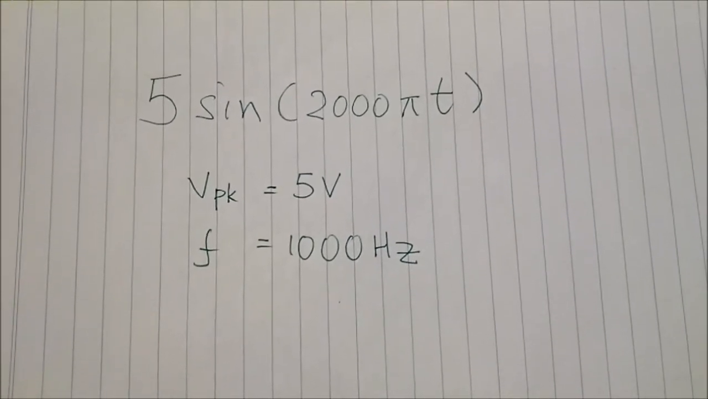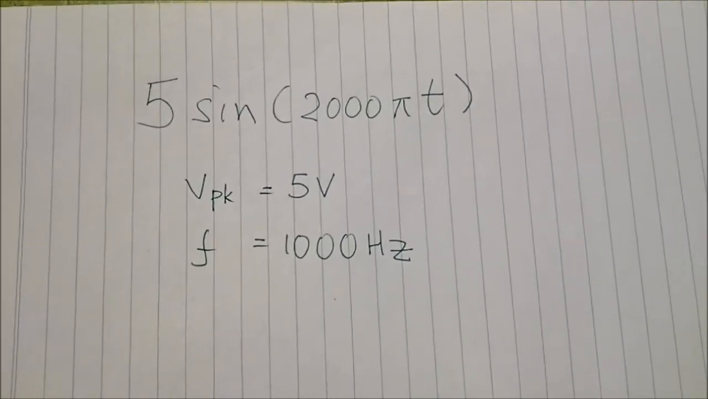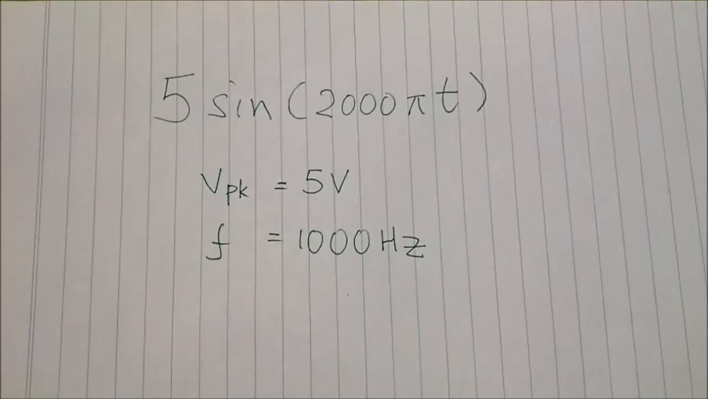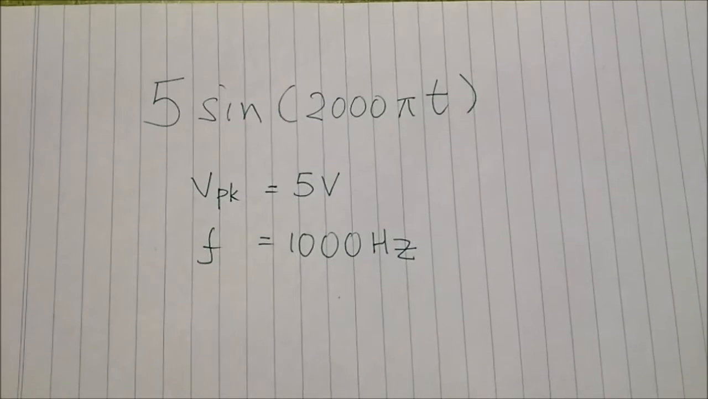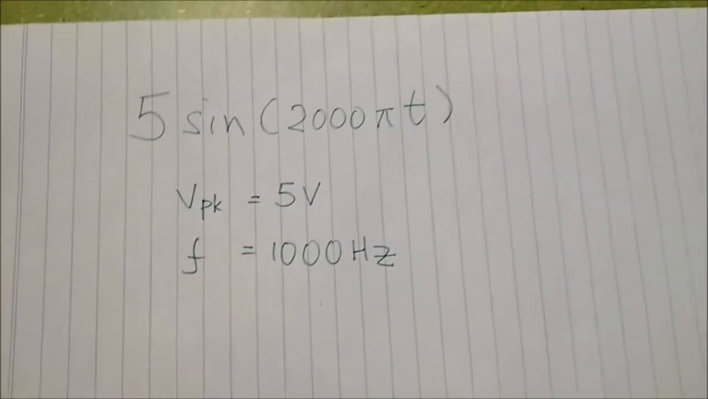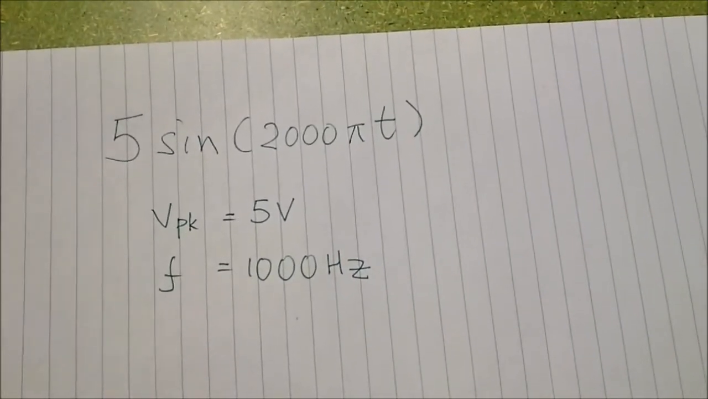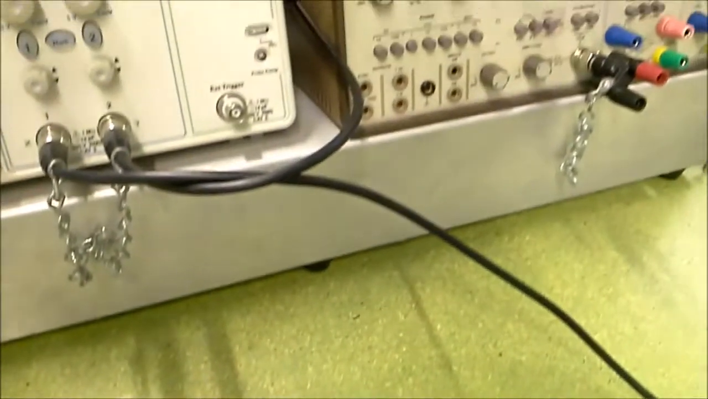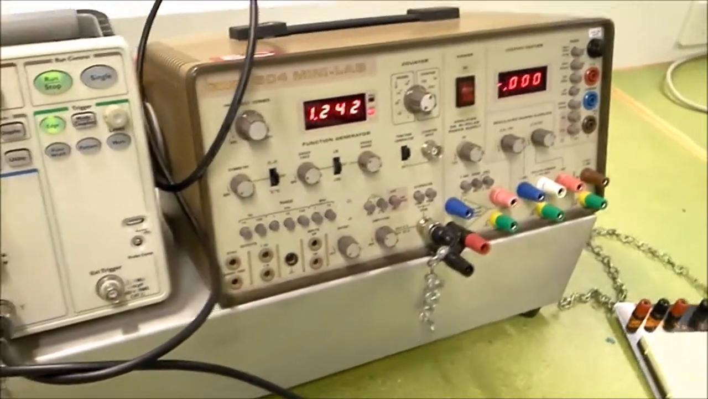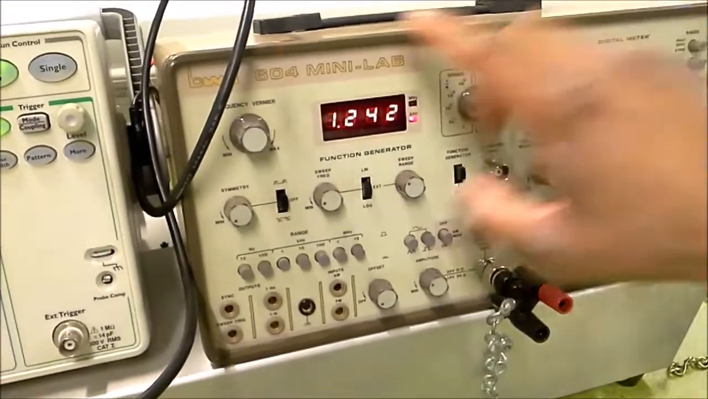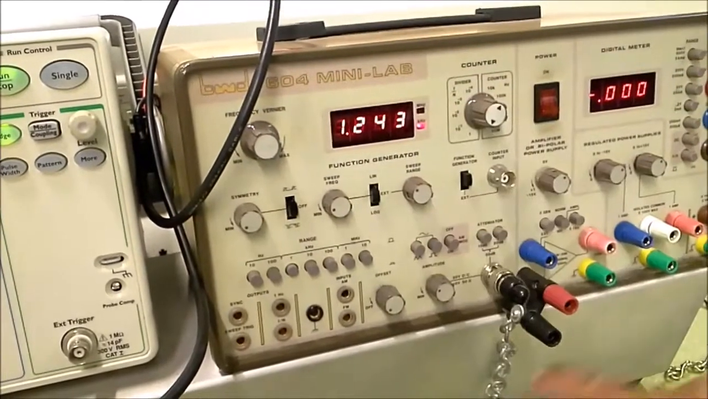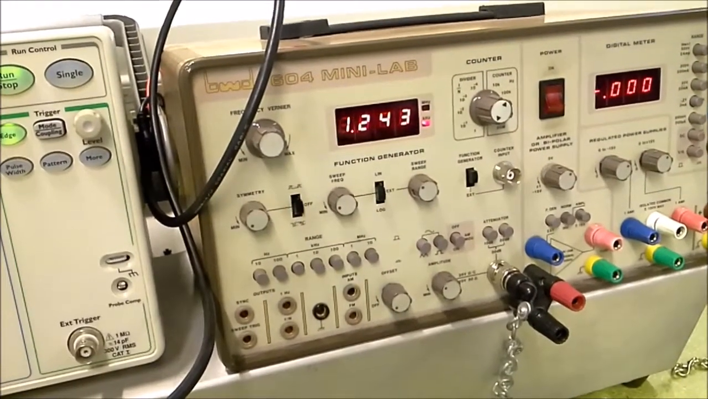First, we have a sinusoid 5 sin 2000 pi t, so its peak amplitude is 5 volts and frequency is 1 kilohertz. We have to set up the signal generator so that the output is 5 sin 2000 pi t, and we shall display it on the oscilloscope. This is the AC signal generator part.